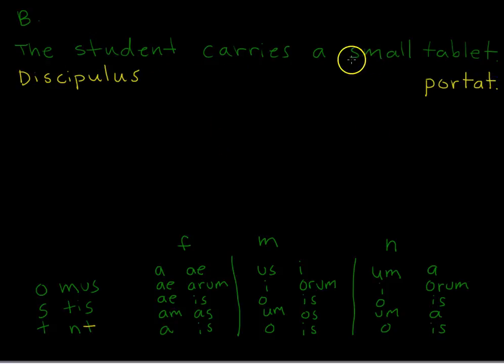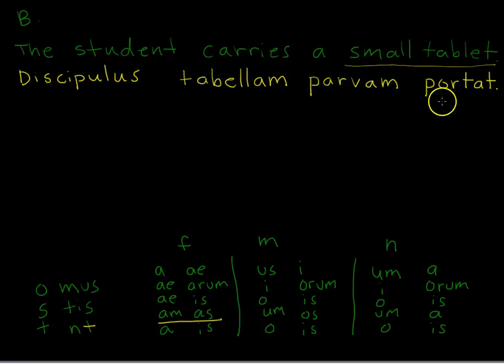I hope so. And small tablet, there's an adjective with a noun, and that is in our direct object, our DO. So small. If you remember back, parvus, parva, parvum, small. Well, we don't know which one, because we first need to know what tablet is. So tabella is tablet. And if you didn't remember that from last year, you'd have to search through the dictionary. But tabella is tablet. And it is feminine, so our accusative is am for singular, so this is tabellam. And small, parvus, parva, parvum, parvam. So there it is, discipulus, tabellam, parvam, portat.